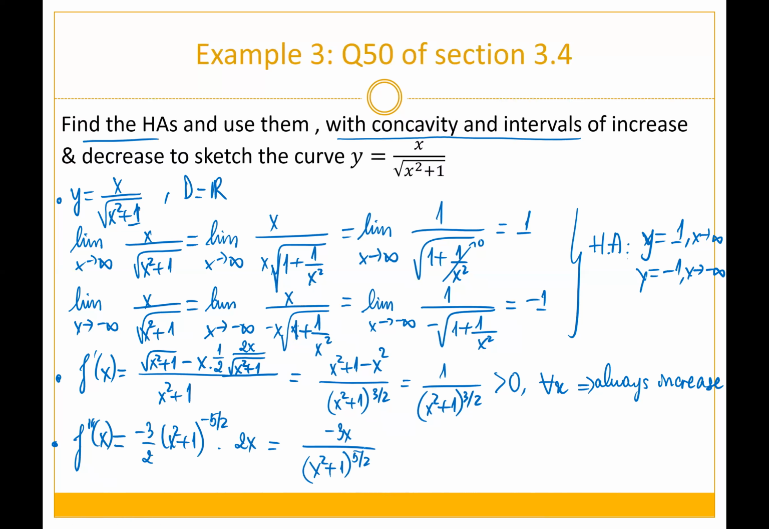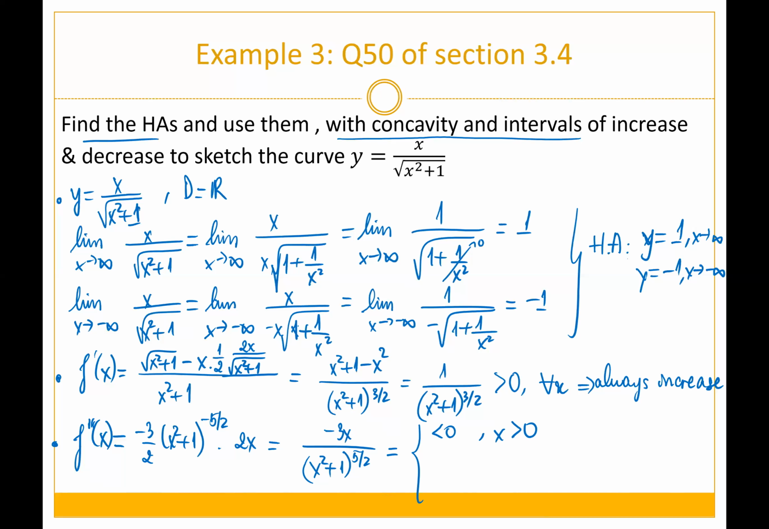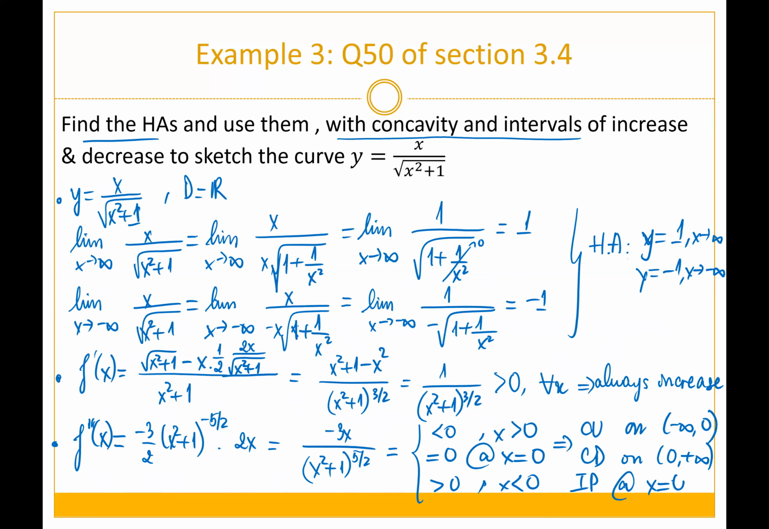So again, the denominator is always positive. So when you solve for this, this is going to be negative when x is positive, because for x positive, in the numerator you have a negative number, equal to 0 at x equal to 0, and bigger than 0 when x is smaller than 0. So easy, you can see concave upward on negative infinity to 0, concave downward on 0 to infinity, and an inflection point at x equals 0.